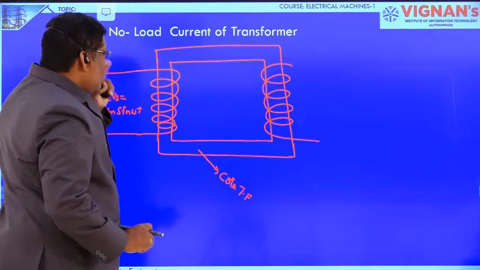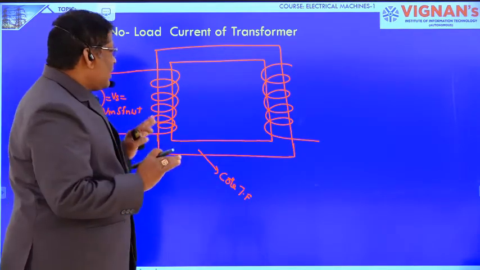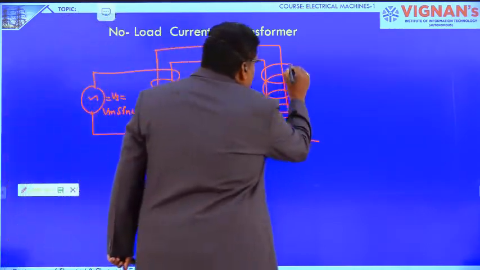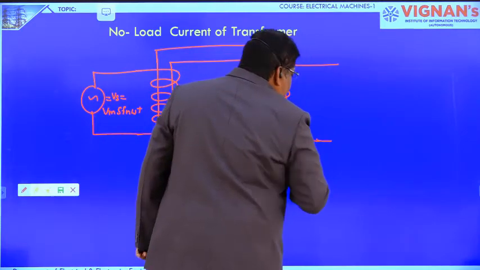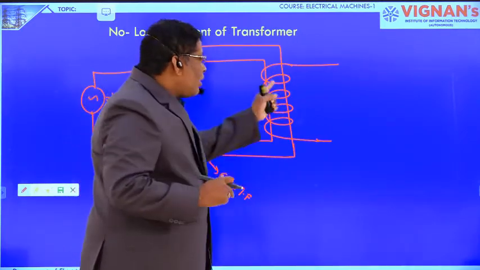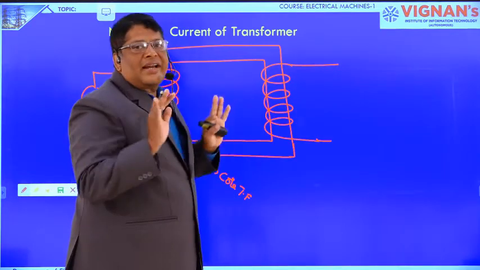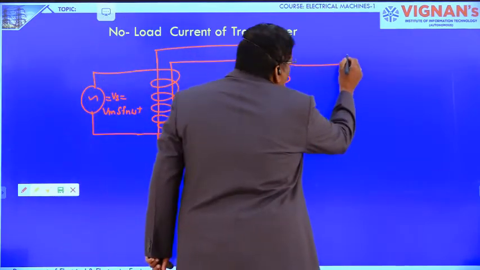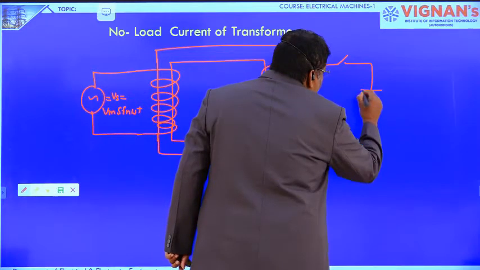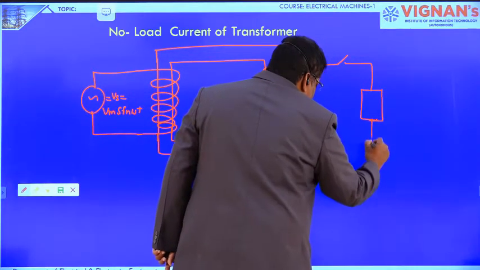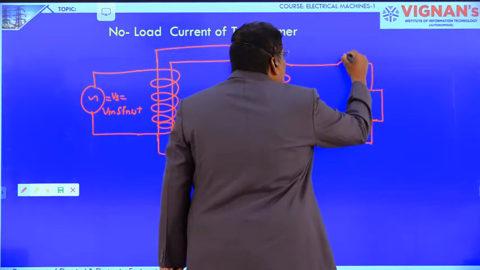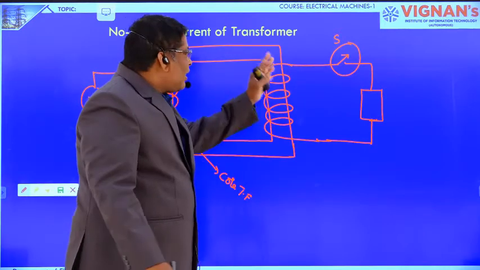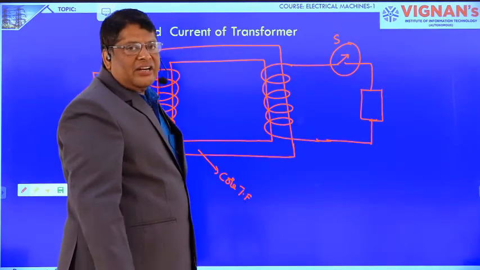No load means here we are going to study what exactly happens in the transformer if you are not connecting any load across it. This is the secondary winding where we would normally connect a load, but in this case we are not applying any load across the transformer. Here you take one switch. This is the load. This switch is open, which means we are not connecting any load across the secondary winding.